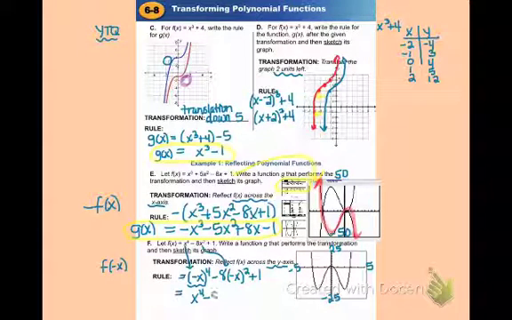And the same thing is going to happen here with this negative x. If you square it, negative x times negative x would turn out to be positive x squared. So it does not change that at all. And so if you compare it to the original, this is the exact same equation, which means it's going to be the exact same graph.